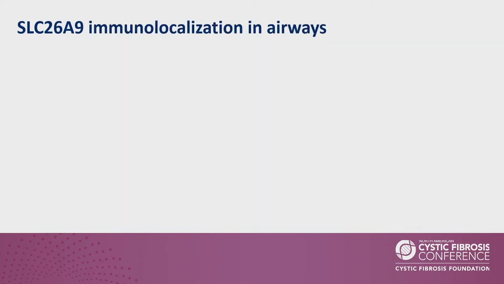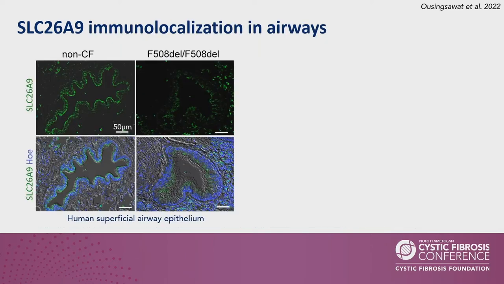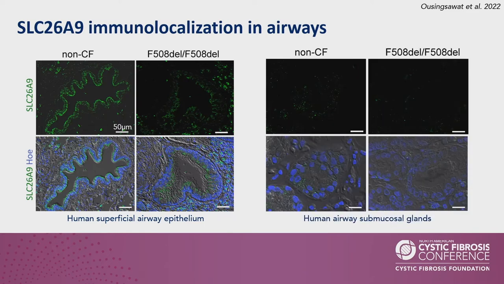So we started by immunolocalizing SLC26A9 in the airways, and we firstly detected in the airway epithelium staining that seemed to be apical and seemed to be present in normal conditions, so non-CF airways, and this staining was lacking in F508del homozygous airways. And this correlates to what has been previously described for SLC26A9 interaction with F508del CFTR, because several reports have shown a co-intracellular retention of both proteins in the presence of the folding mutant.